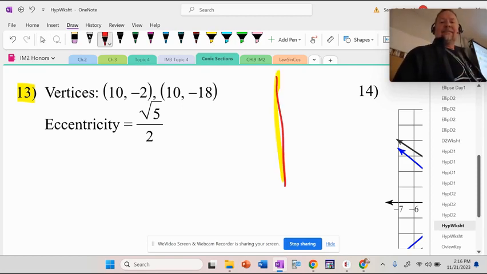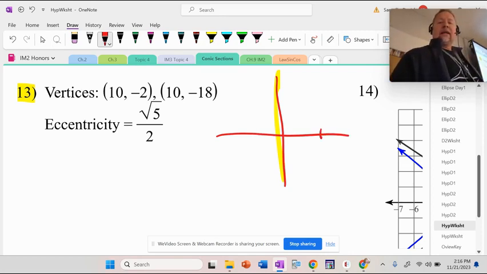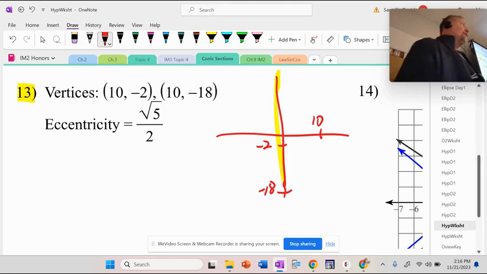Okay, so 10, negative 2. Okay, so 10, negative 2, and then 10, negative 18. We don't ask for much here. You don't do 1, 2, 3, 4, 5, all those tick marks. You just got to find out this. All right, and these are the vertices. By the way, which way is this going? I hope we get this right this time. 3, 2, 1, go. It's going up, down.